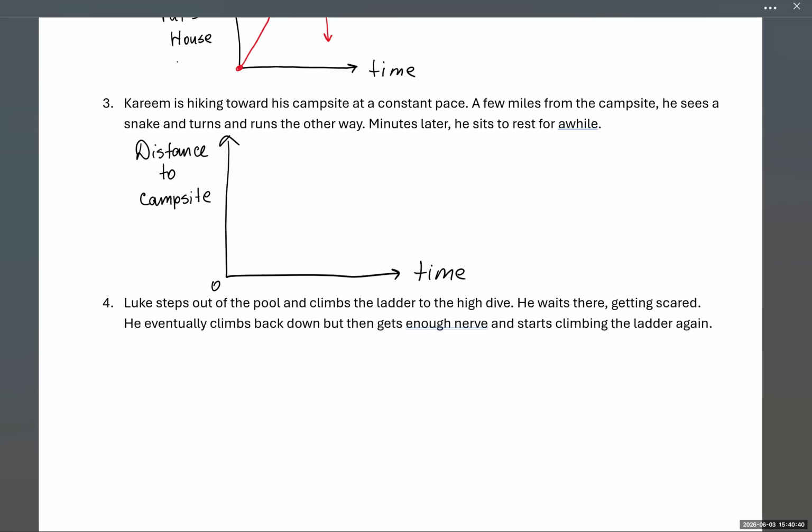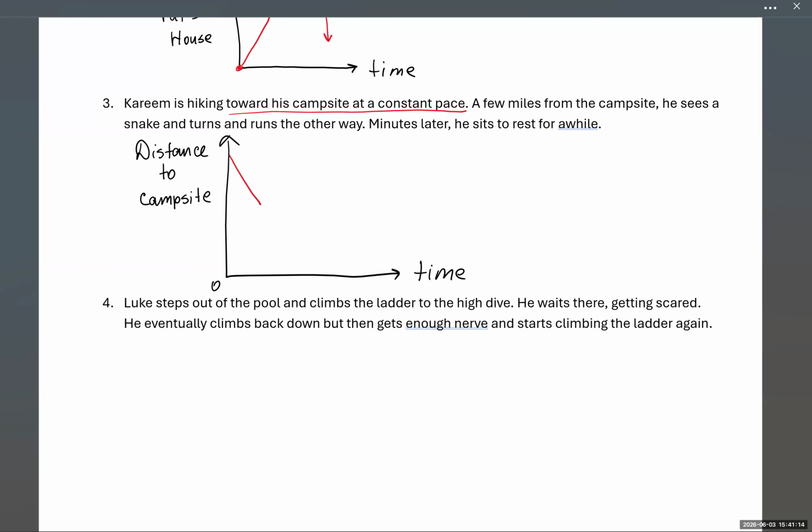Kareem is hiking towards the campsite, so he did not start at his campsite, so he's not going to start at 0, 0. He started at some distance away from the campsite. He is hiking towards the campsite at a constant pace. Again, this is not going to be a flat line because the y-axis is not speed, it's the distance to campsite. Since he's going towards the campsite, the distance to campsite should decrease. So this is a decreasing line.